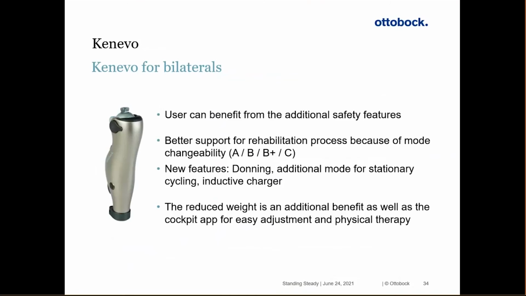We're going to talk a little bit about the Kenevo. If you haven't seen the Kenevo, it has 3 different modes in it: A, B (B plus is kind of a part of B), and C. And it's got some new features. It recently just had a facelift, so a donning feature, an additional mode for biking, an inductive charger, and an app so that the physical therapist can help the user progress through these modes as well.